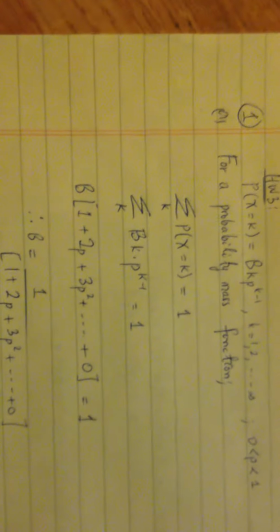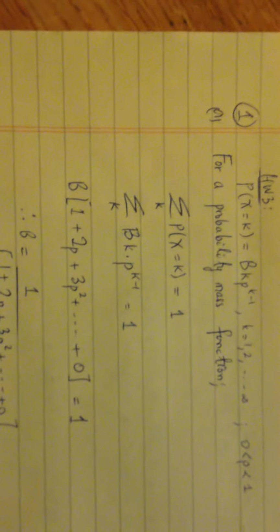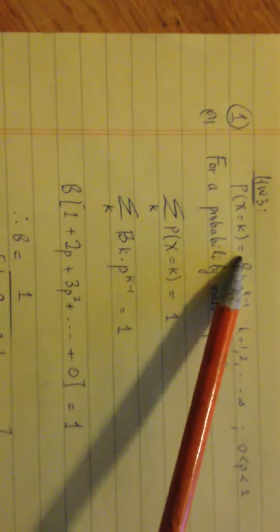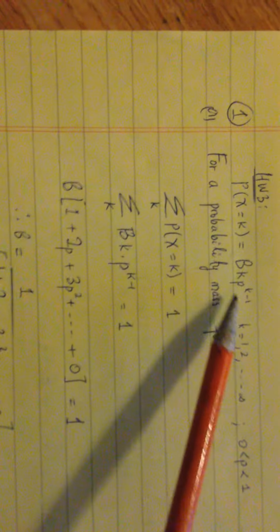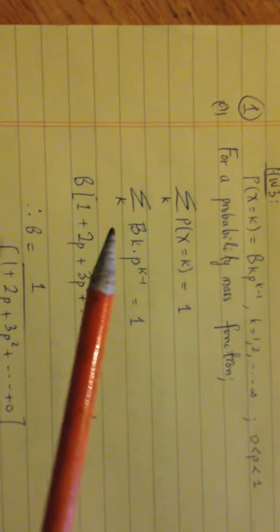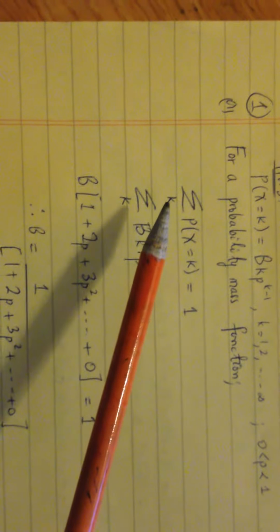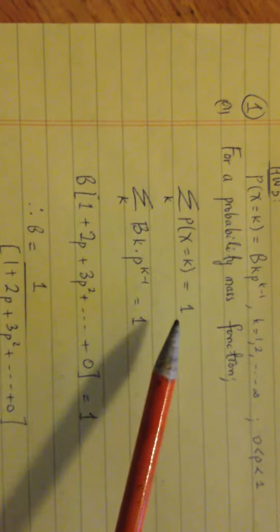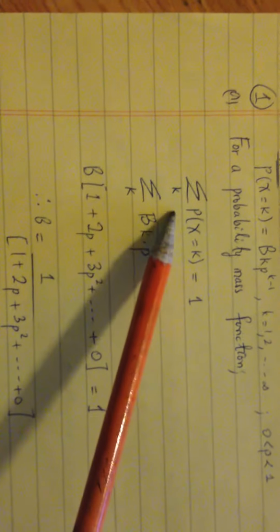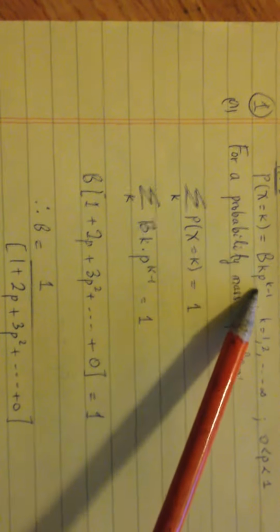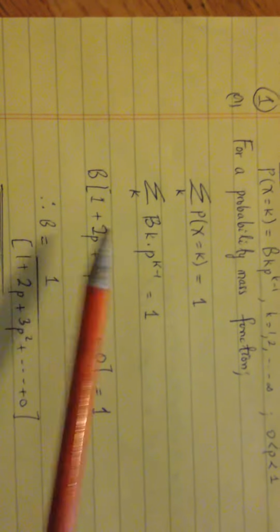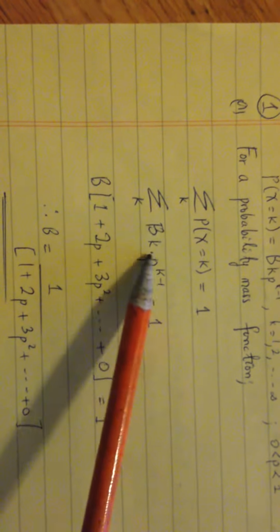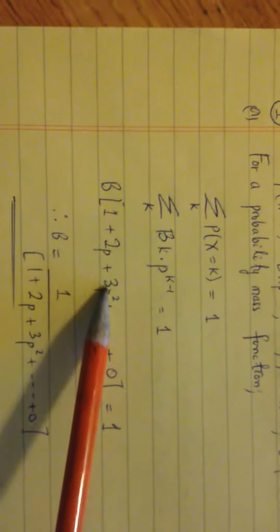In this video, I explain my solution to question 1 of homework 3. In the first part, we are asked to find the value of b so that this probability represents a probability mass function. Now, we know that for a probability mass function, the summation over k is equal to 1. We substitute for this probability of x equal to k from this, and then we expand this expression for different values of k as given here.